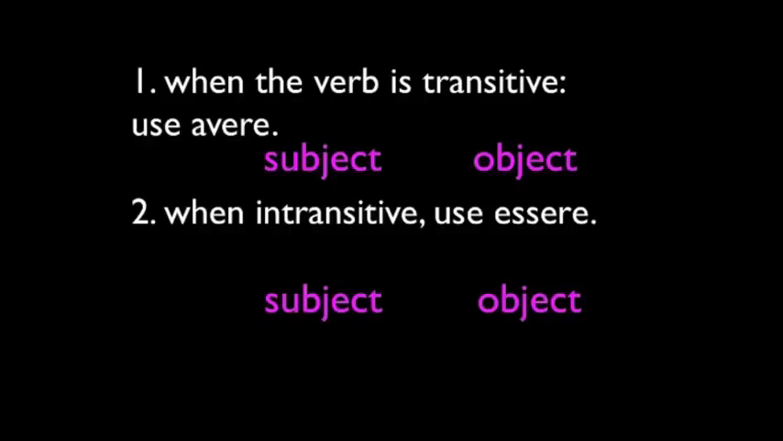So one of the first ways to determine whether you are going to conjugate a verb in the past tense with avere or essere is to see whether the verb is transitive or not. And a simple definition of transitive is the subject acting upon an object. And if it is, then you use avere. Okay, I bought milk at the store. I'm clearly acting upon an object, and therefore the verb bought or buy is a transitive verb, because you always have to act upon something.